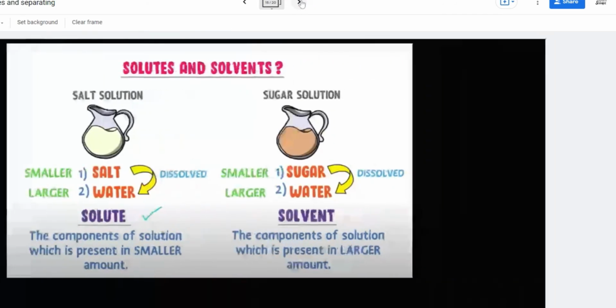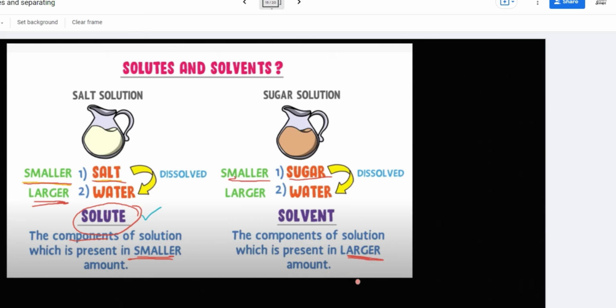Now to make things more clear, here they are. In a salt solution, salt is smaller. Okay, let me just change the color. Salt is smaller. Correct? In a sugar solution, sugar is smaller, isn't it? It's less. Okay, then this is called a solute. Solute: the component of a solution which is present in a smaller amount. That's it. Water in both of the solutions is present in a large amount, it's more. The solvent: the component of a solution which is present in a larger amount.